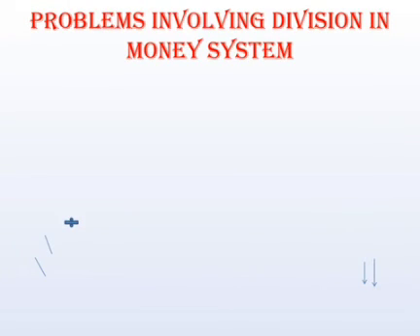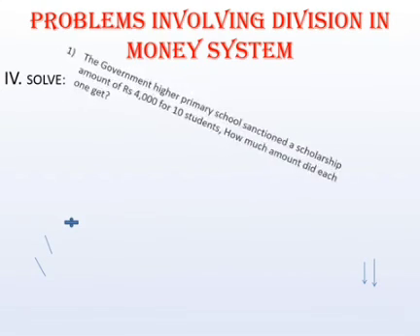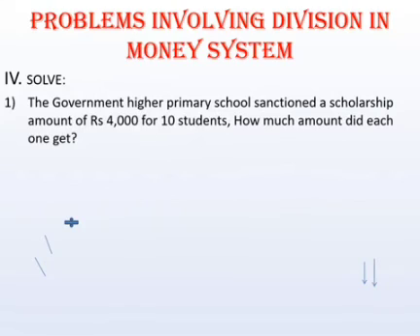Problems involving division in the money system. So, what's the question? We'll start with the first question. The government higher primary school sanctioned a scholarship amount of rupees 4,000 for 10 students. How much amount did each one get?